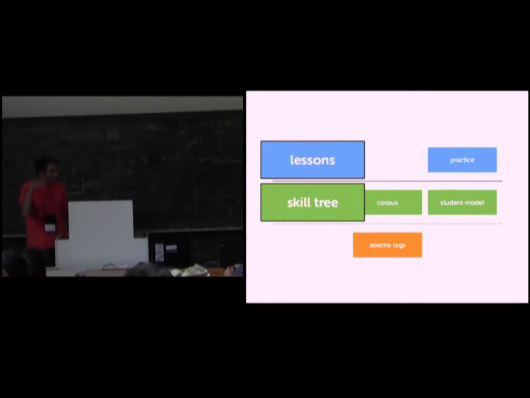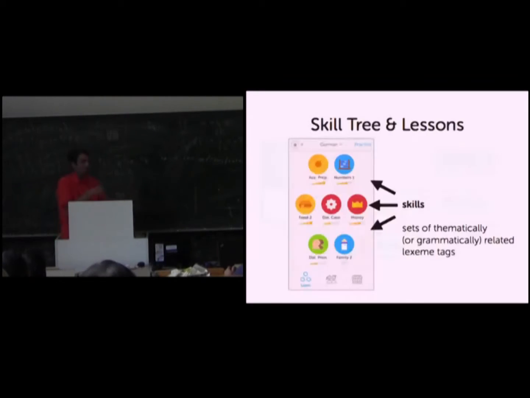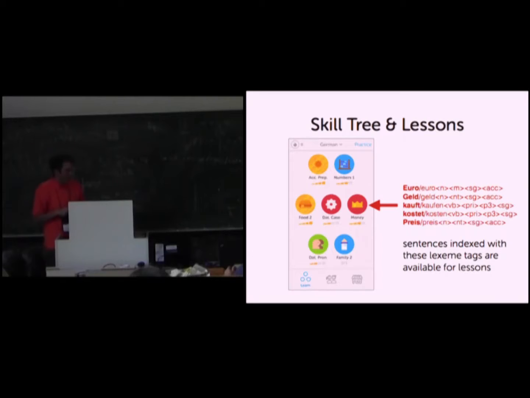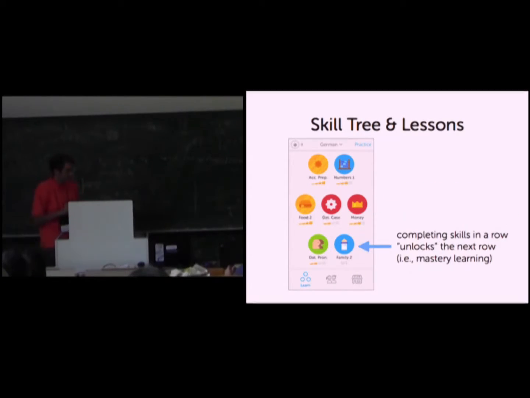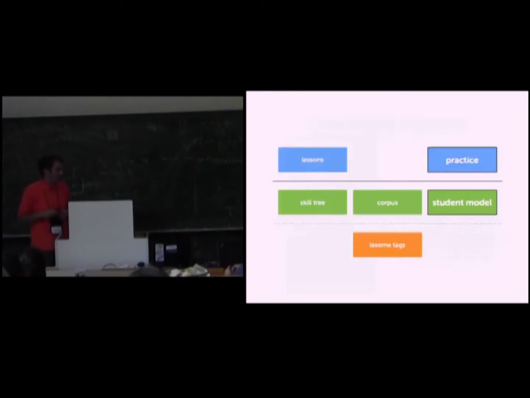Okay, so individual sentences are grouped together to help students learn concepts. These are organized into a tree, or more technically, a directed acyclic graph. And each of these individual lessons is organized thematically around a group of words, or syntactically, say, on the dative case. And once you complete one row, you can move on to the next one.